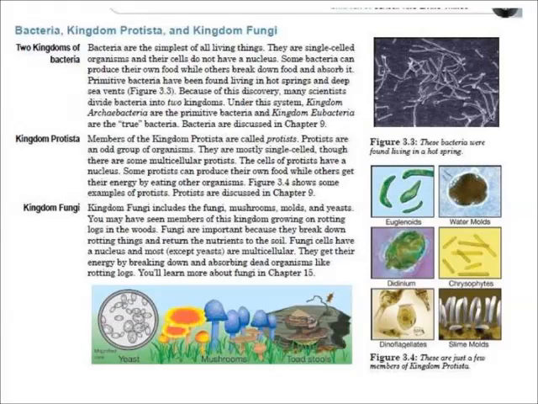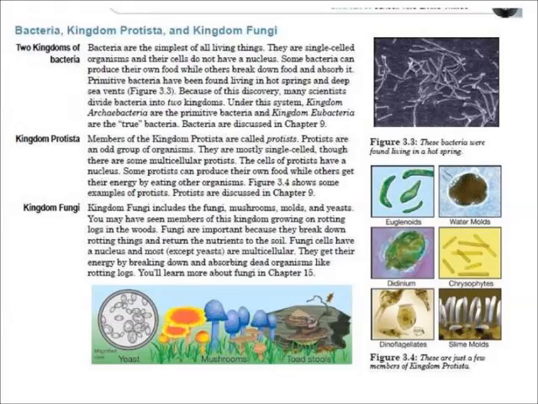Members of the kingdom Protista are called protists. Protists are odd groups of organisms. They are mostly single-celled, though there are some multicellular protists. The cells of certain protists have a nucleus. Some protists can produce their own food, while others get their energy by eating other organisms. Figure 3-4 shows some examples of protists. Protists are discussed in Chapter 9.